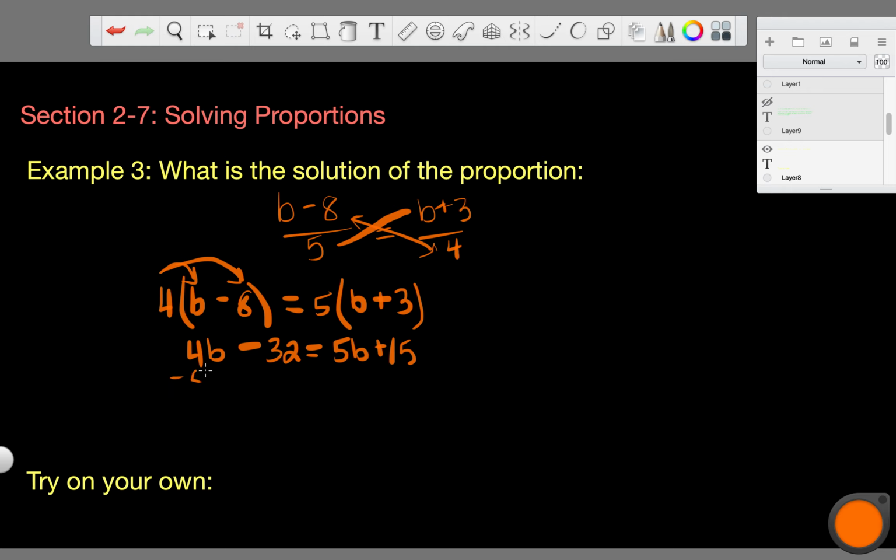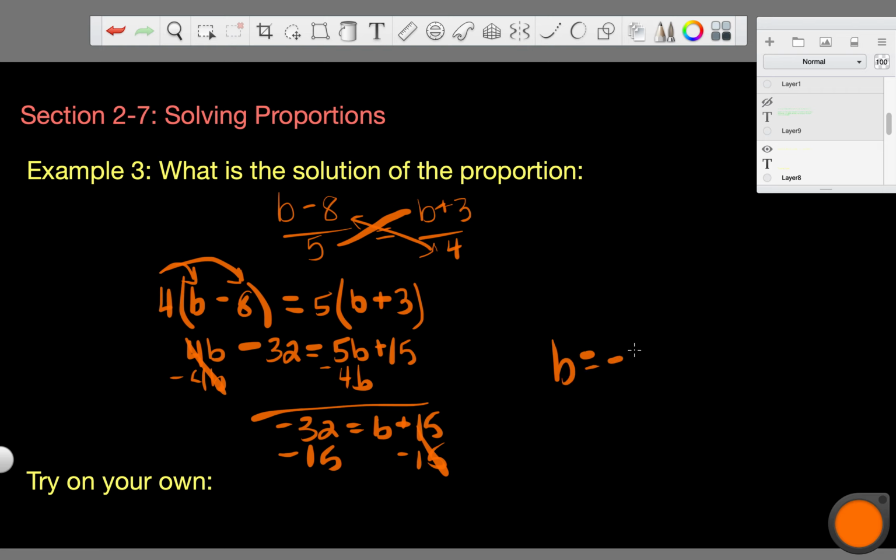So I need to subtract on both sides. I'm left with negative 32 equals 5b minus 4b, which is 1b, which is just b, plus 15. Now my b is almost alone. I need to move this positive 15 by subtracting both sides. And I'm left with b equals negative 47.